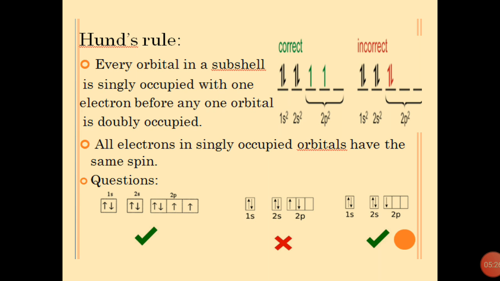Here in the 2p orbitals, we have 2 electrons. For the 2p subshell we have 3 orbitals. First we fill the 3 orbitals with singly filled electrons, and only then do we pair the electrons. All electrons in singly occupied orbitals have the same spin. We fill the electrons singly with the same spin, and only then pair them up.